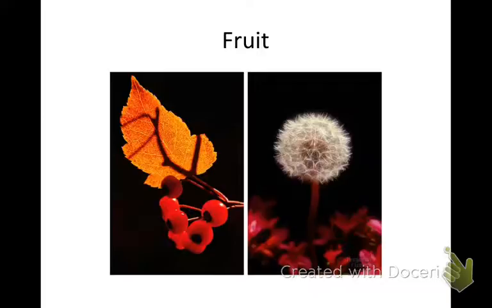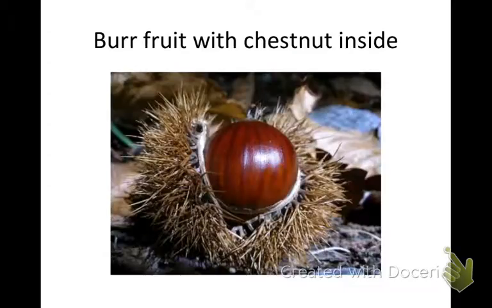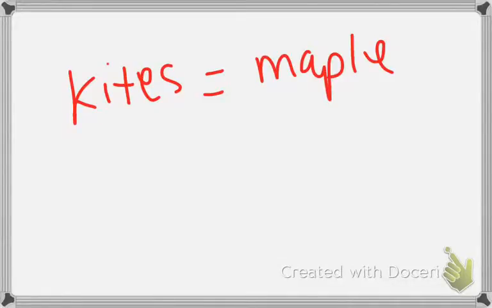So fruit structures for seed dispersal. There are many different types of fruit. There are simple fruit, aggregate fruit, and multiple fruit. So, some examples of fruit structures for seed dispersal. Let's highlight those. There are keys. I'm going to make a new slide. So keys, those are from the maple. Helicopters.